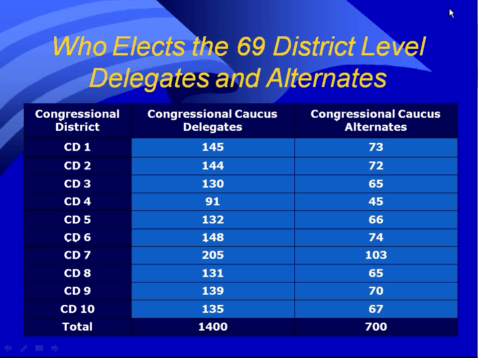Actually, before we get to the next group, let's take a closer look at who elects these 69 district-level delegates and alternates.